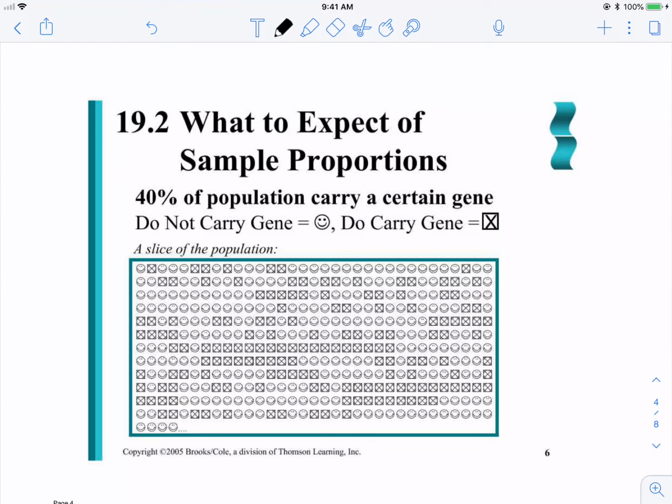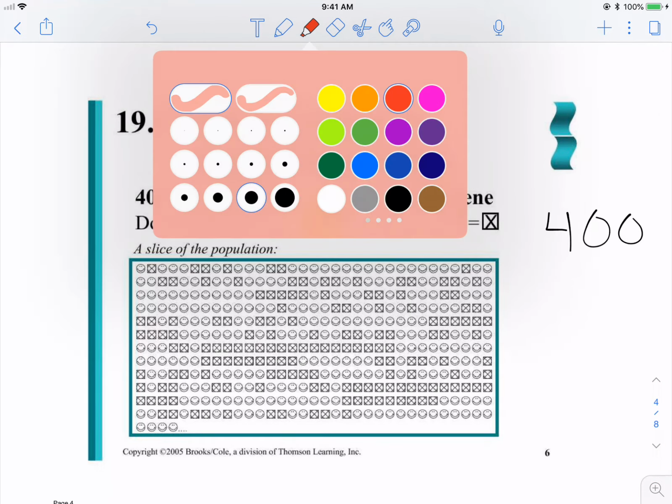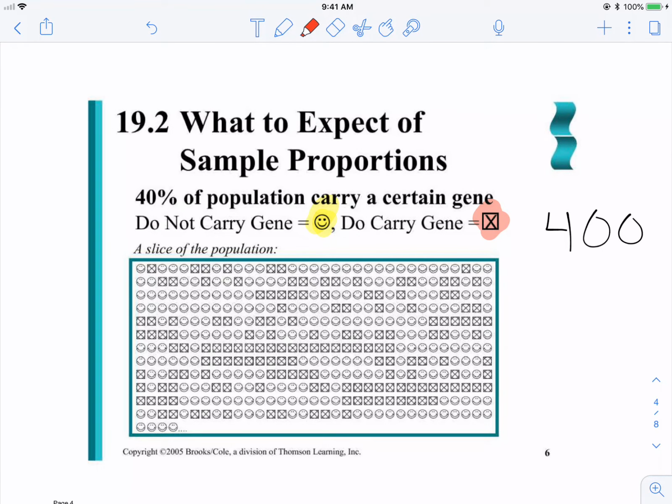So right here I have a population that we're going to represent. We see these smiley faces and we see these X's. There are a total of 400 characters in this entire population. The smiley face is going to represent people who do not carry a gene for some disease, and the X's represent people that do carry a gene for the disease. And we know that within this entire population, 40% carry the gene for the disease.